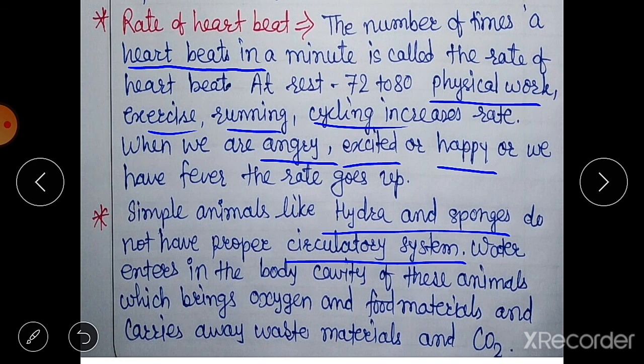Simple animals like hydra and sponges do not have a proper circulatory system. They have simple body cavities. Water enters the body cavity of these animals, and this water brings oxygen and food particles. When it is thrown outside the body cavity, this water takes waste materials and CO2 from the body, and thus waste material and carbon dioxide are removed from the body.